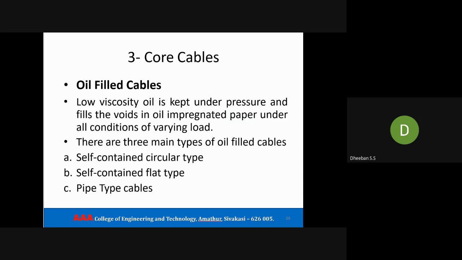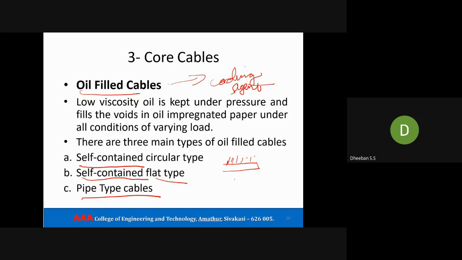Oil-filled cables are a very important thing. They are of three main types: self-contained circular type, self-contained flat type, and pipe type cables. Here, why we are going for oil type cables is that the oil will be used as a cooling agent. In case a short circuit occurs, the cable might start to heat. Heat will be produced around the cable, so it has to be cooled down.